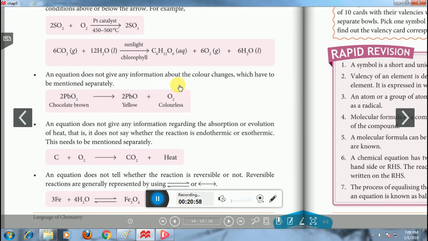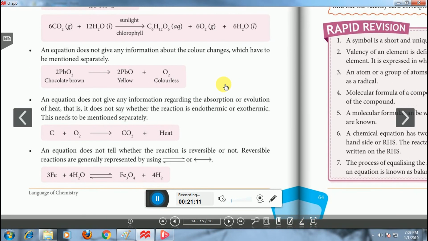It never gives you any information unless you have mentioned the color changes. Lead dioxide, chocolate brown, when heated will form lead oxide, which is yellow in nature.